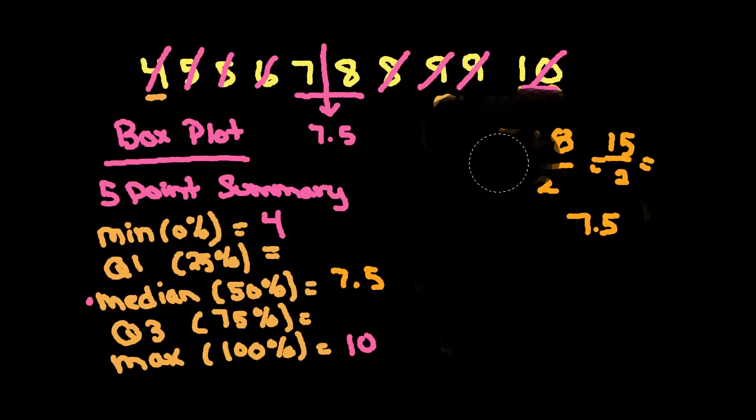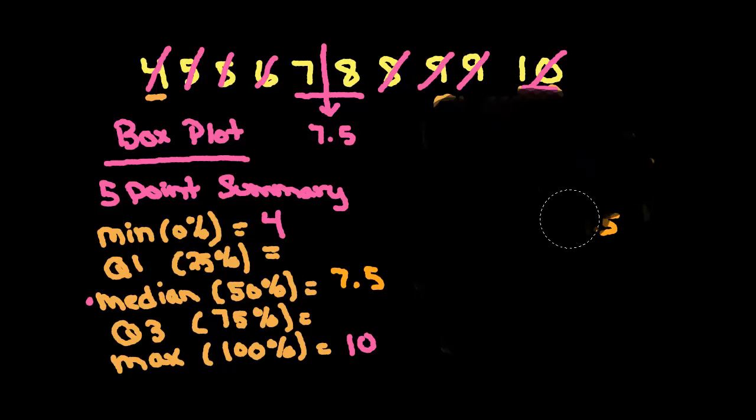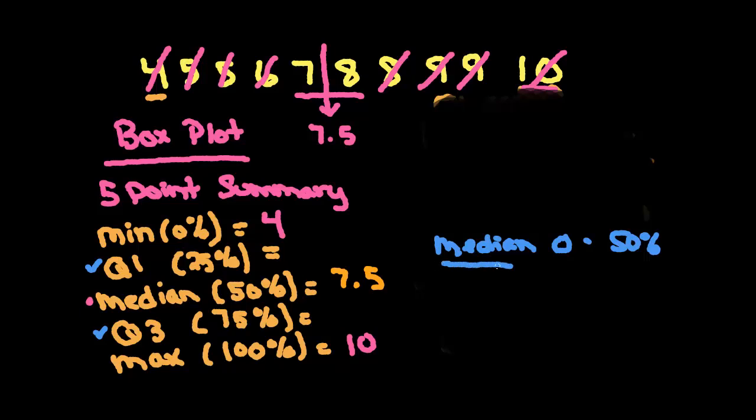All right, so now we have our median. Now we need to find Q1 and Q3. Q1 becomes the median between 0 and the 50% mark. So I simply have to find the median again, but instead of finding the median of the whole data set, I'm finding the median of everything to the left of this line here. So I'm going to find the median of these data values.